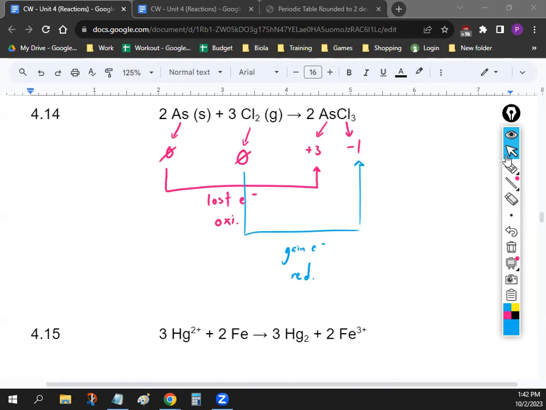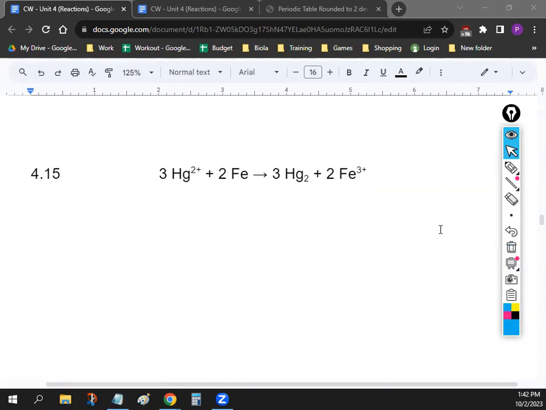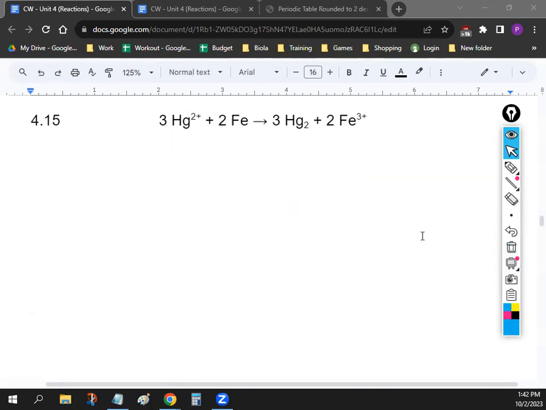All right, let's move. You guys want to do 4.15? Yeah, let's do it. Do you want to do practice problems? All right, go ahead. Try 4.15. Yeah, we don't want to fail the test.